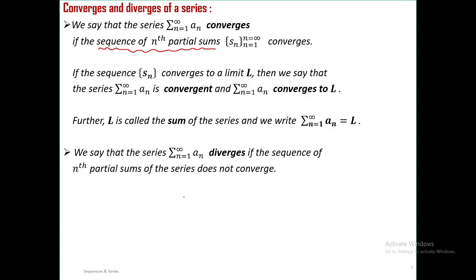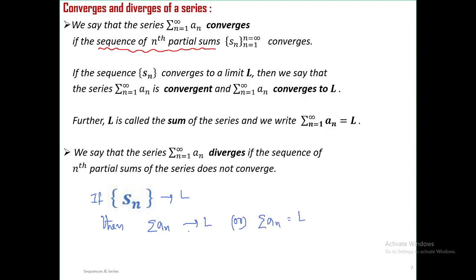That's it. So that means, let me write here, if the sequence of partial sums converges to L, then directly I can say that the series an also converges to L. That's it, simply. Okay, or we can say that the series converges to L means that the sum of all the terms of the series an will be L.